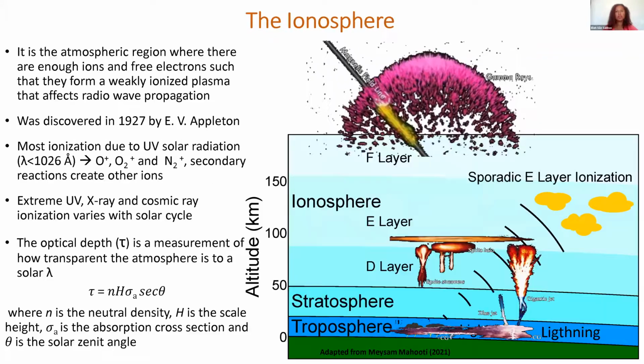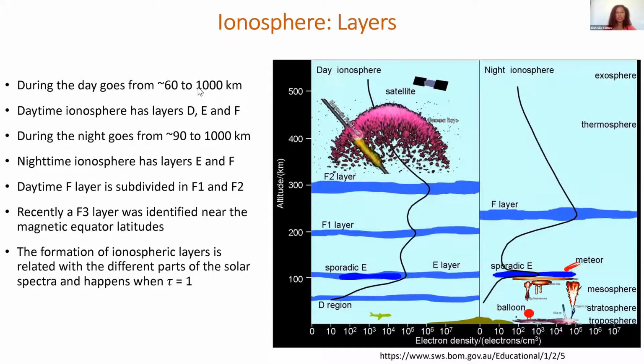Okay. So the ionosphere is divided in layers. During the day, these are the layers: the D region, the E region, the E layer, and then there are sporadic E layers that can happen as well. The F region has two main layers during the day, and near the magnetic equator, a third layer called F3 was also identified.